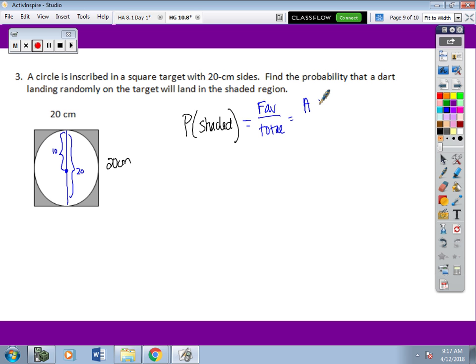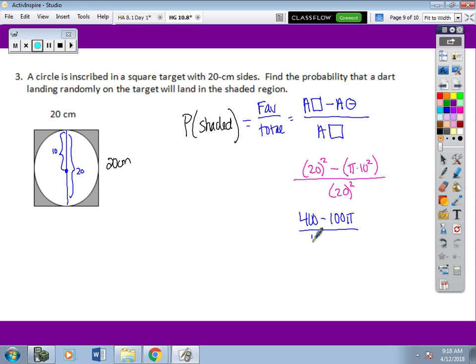So we'll take the area of the square minus the area of the circle. That's our favorable region, which would be this part, divided by the total shape, which is the area of the square. And you cannot just cancel out the squares. It doesn't work like that. You have to actually calculate these. So the area of the square would be 20 squared, minus the area of the circle, which is pi r squared, all over the square. So we get 400 minus 100 pi, all divided by 400.